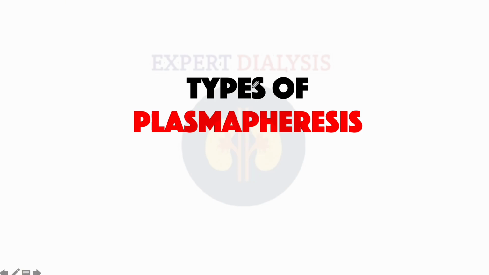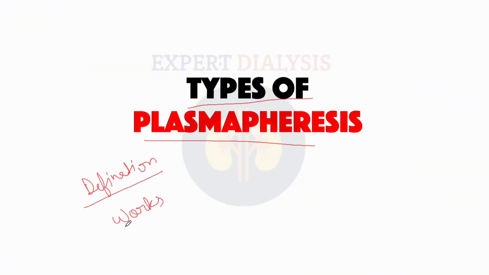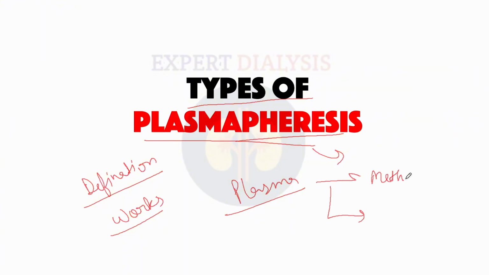In the earlier section, we talked about what plasmapheresis is, what the definition is, how it works, where the word plasmapheresis comes from, and what the components of plasma are. Now in the second part, we are going to discuss the methods used for separation of plasma. So let's begin.